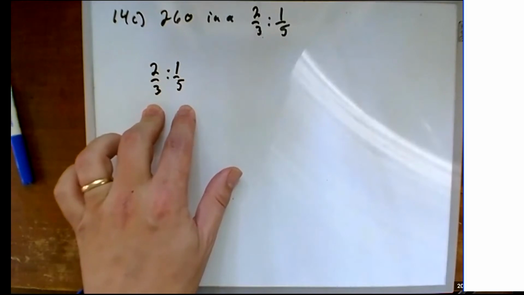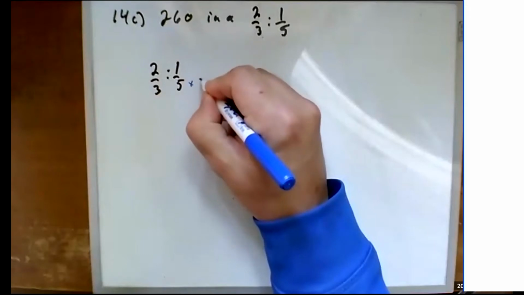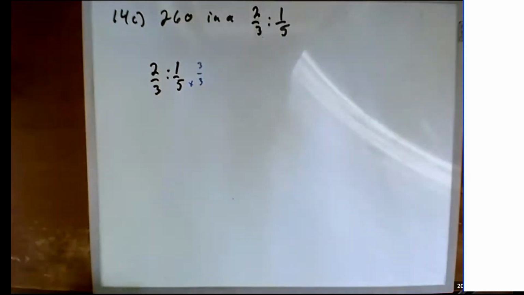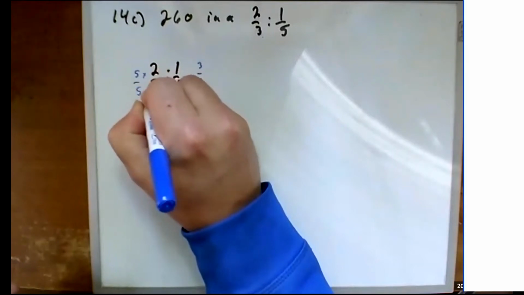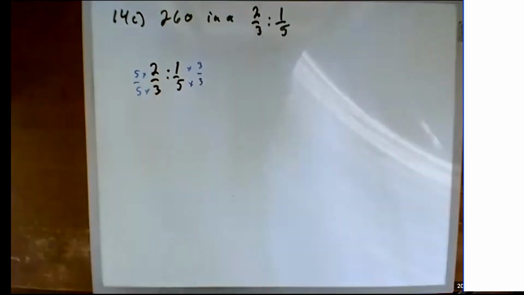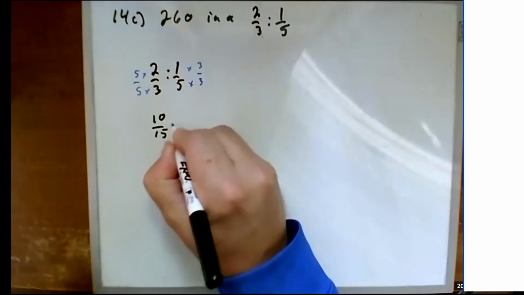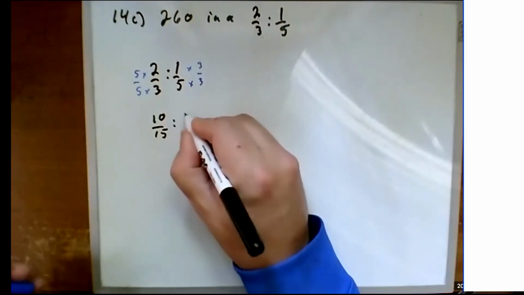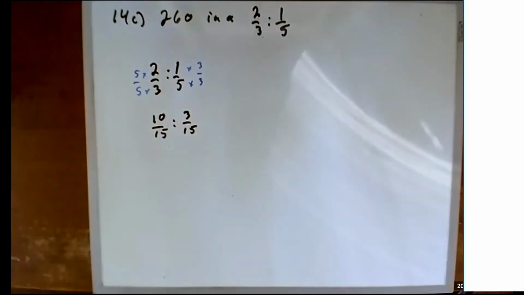So the first thing I'm going to do is turn these into equivalent fractions. That means I'm going to multiply this fraction by 3/3, and I'm going to multiply this fraction by 5/5, and that gives us something equivalent that we can look at. I end up with 10/15 to 3/15.